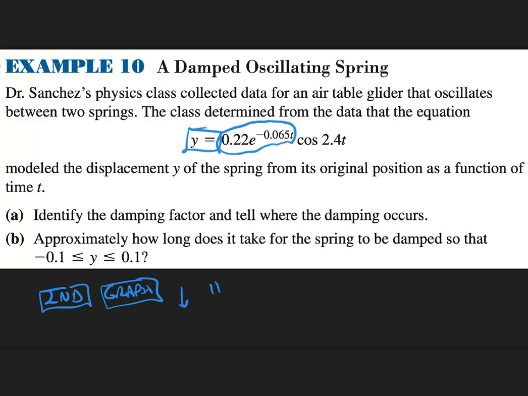And the damping factor is the function that multiplies the trig function. 0.065 negative. And we put the x in the calculator, not t, but the function includes t for time. Now go do some practice problems.